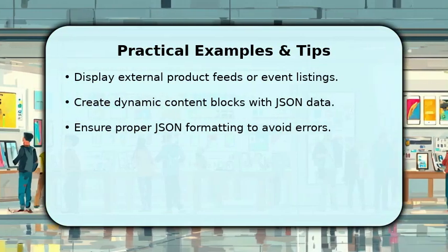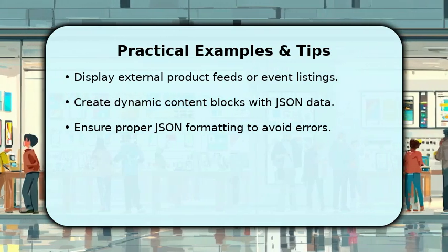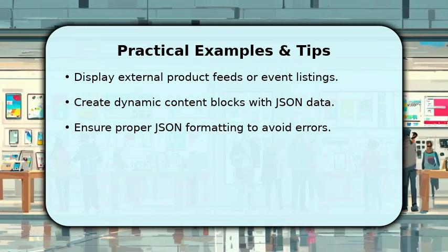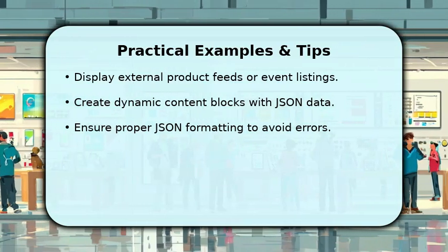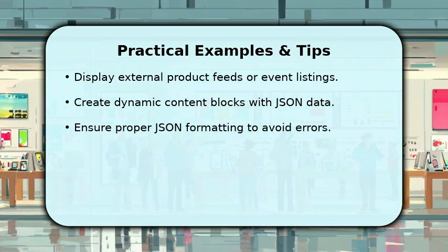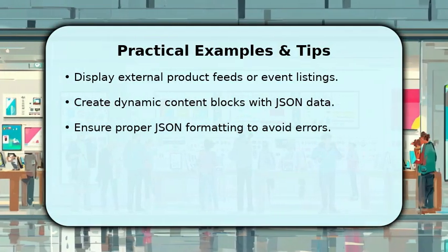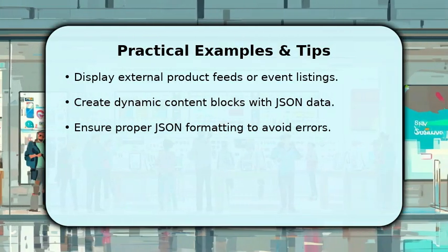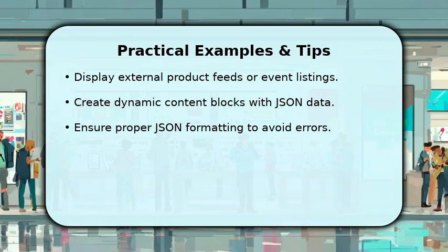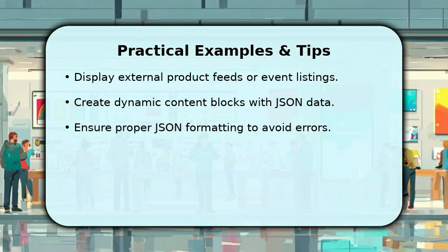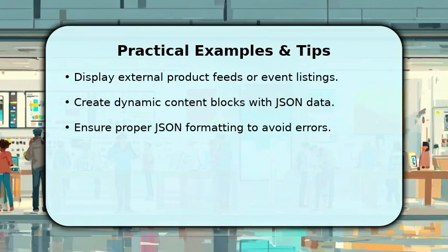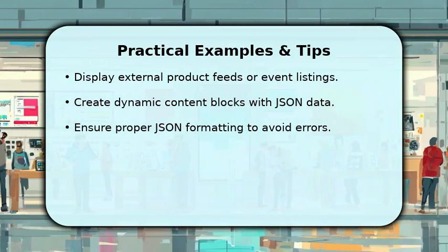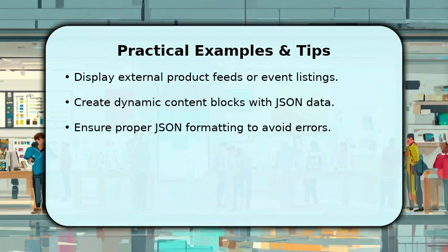Let's look at some practical applications. You can use JSON to display dynamic content like product feeds, event calendars, or even real-time stock prices. When working with JSON, always ensure your data is correctly formatted to prevent parsing errors. For larger files, consider implementing caching mechanisms to optimize performance and reduce server load, ensuring a smooth user experience for your visitors.